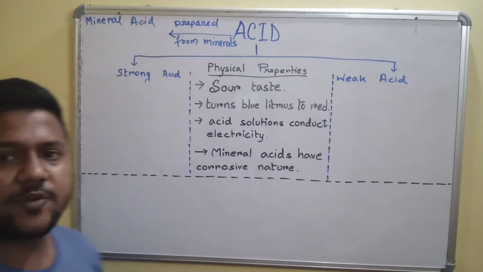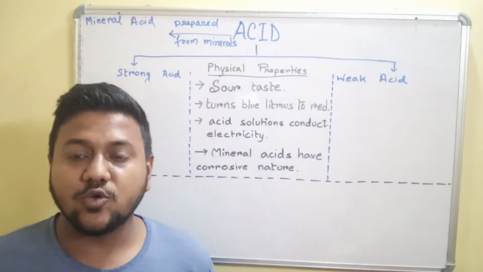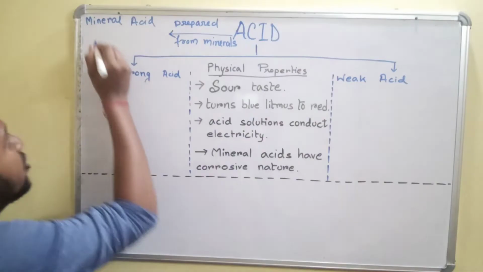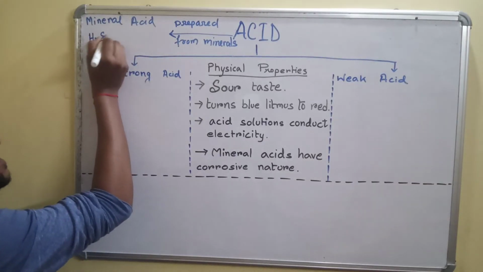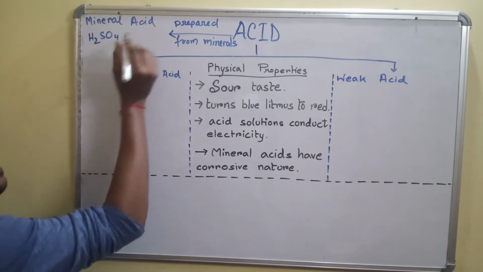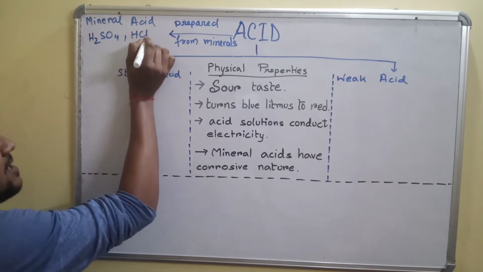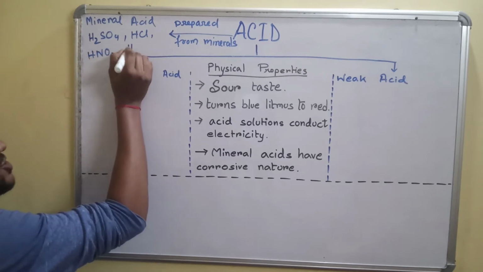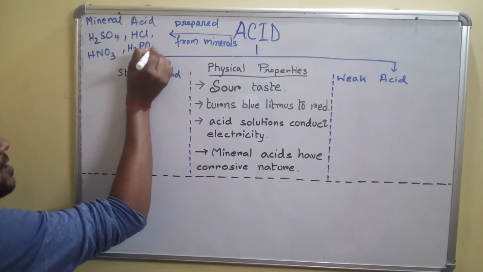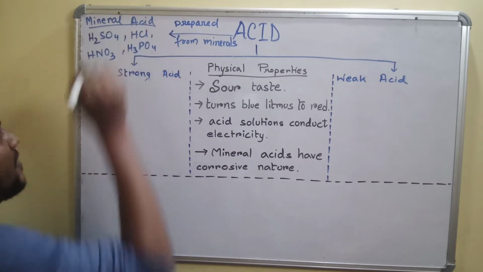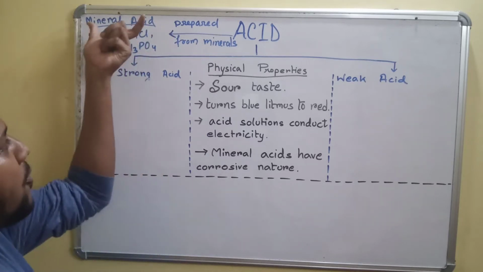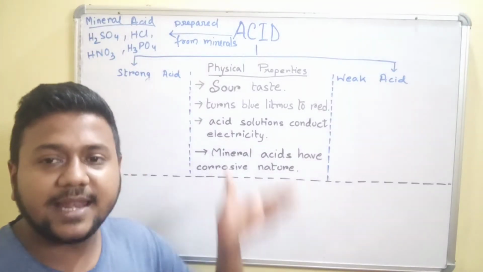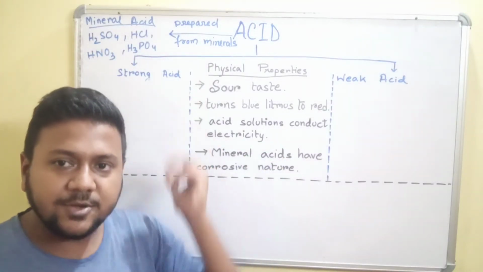We know some of the formulas of acids that we are going to use in this chapter, like H2SO4. I hope you know what it stands for. It is sulfuric acid. Then comes HCl, HNO3, H3PO4. So these are the different kinds of acids that are obtained or prepared from the minerals present on the earth, and hence are termed mineral acids.